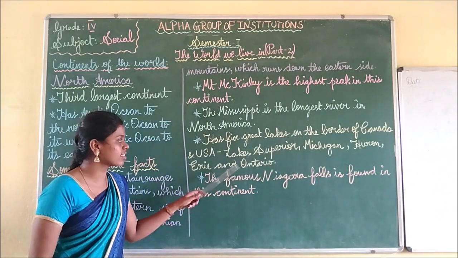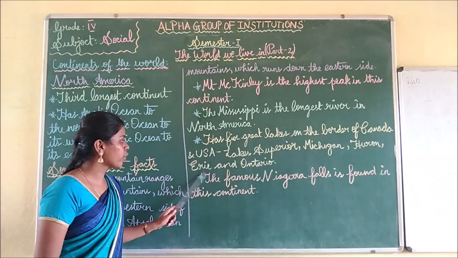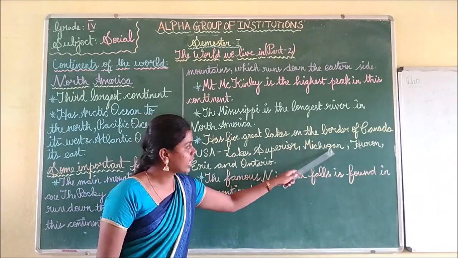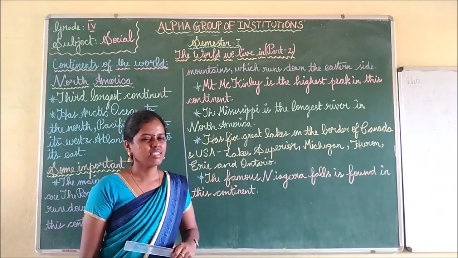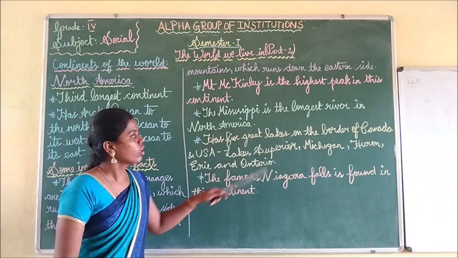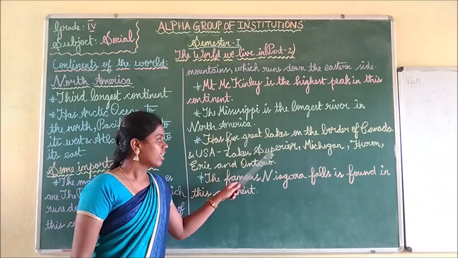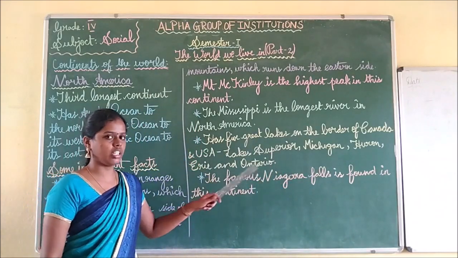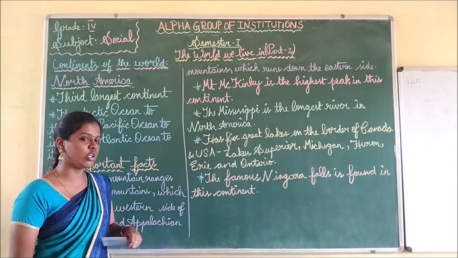So what are all those lakes? Lakes Superior, Michigan, Huron, Erie and Ontario. Just remember the names of these lakes. These are the 5 Great Lakes found on the border of Canada and USA.